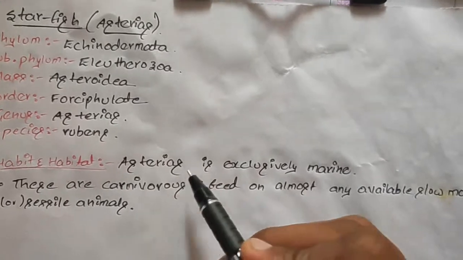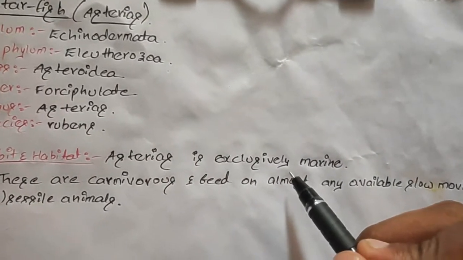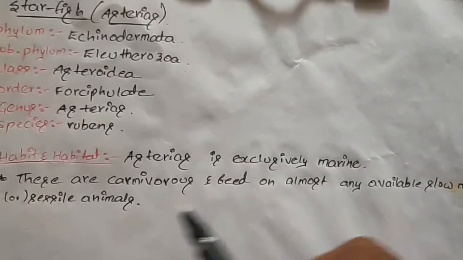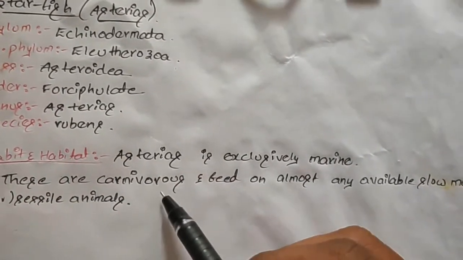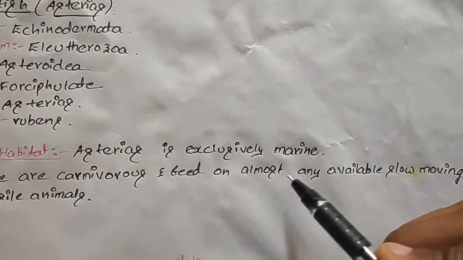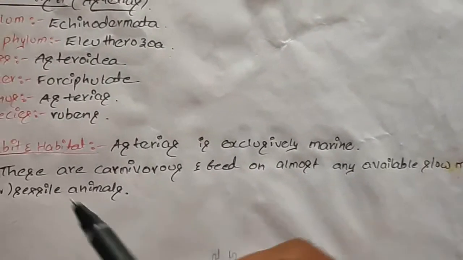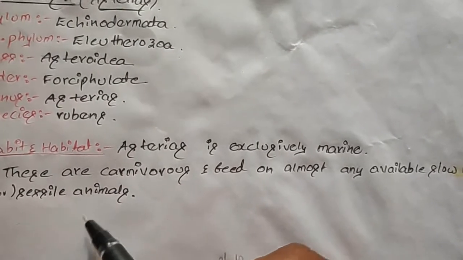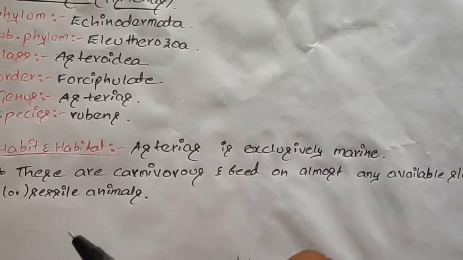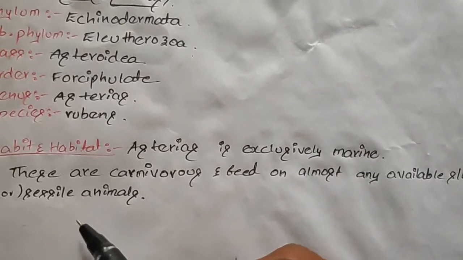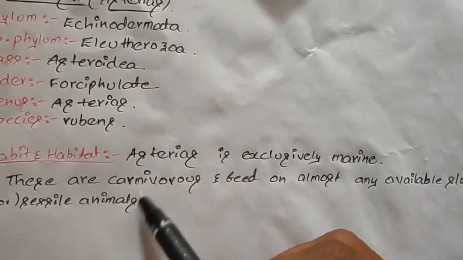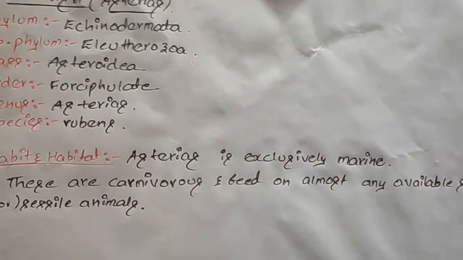Asterias is exclusively marine. Marine means it lives in seawater, like this marine salty water, and these are carnivorous. Carnivorous means it feeds on animals, and feeds on almost all available slow-moving or sessile animals. Sessile animals means the animals which are attached to the substratum. They cannot move, they are just fixed to the substratum. Such animals are known as sessile animals. And carnivorous means depending upon animals, eating animals.